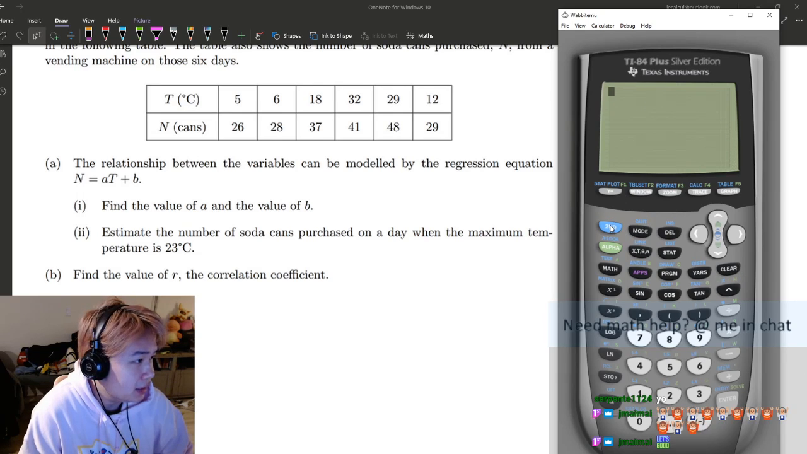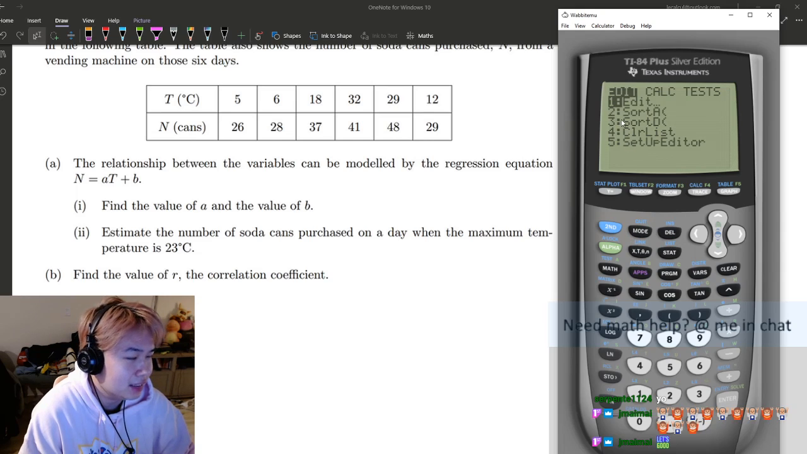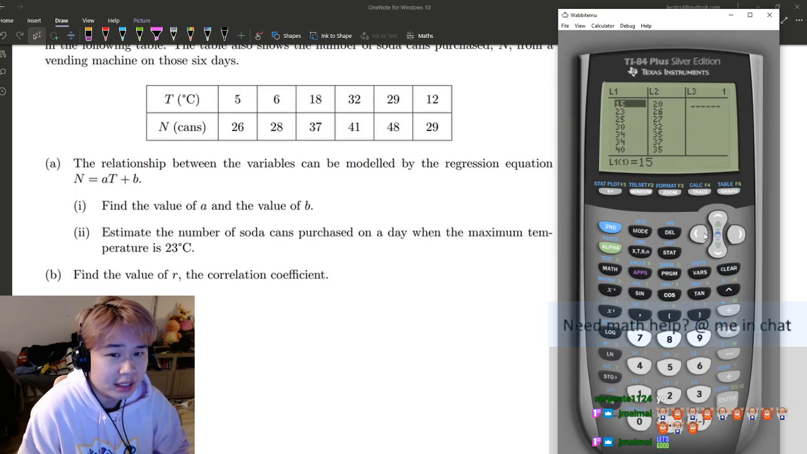So how does this work? I think you press second and then you go to stat to get the list. No, that just lets you edit it. Was it just stats? Okay, yeah. Stat button, and then you edit your lists.